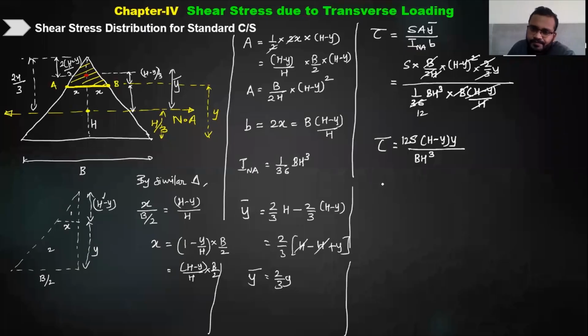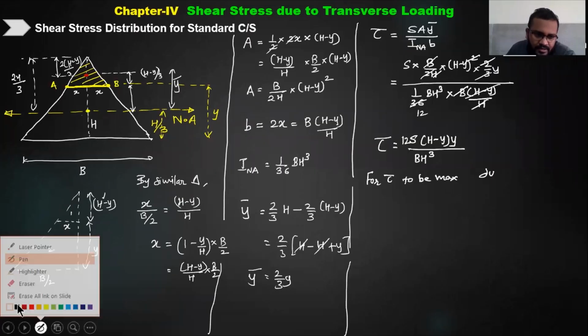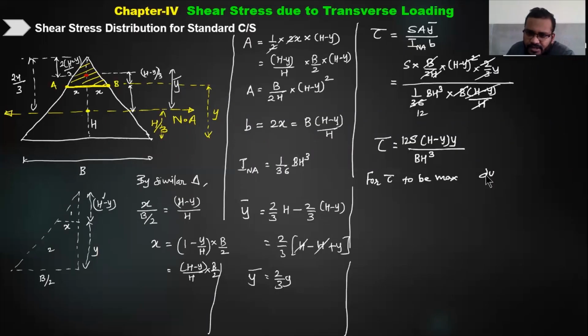Yes or no? Yes, sir. What are we finding out? We are finding out the maximum shear stress, right? Now, we know that for tau to be maximum, what is the mathematical condition we should know? For tau to be maximum, d tau by dy, the variation with respect to y, the first derivative must be 0, right?